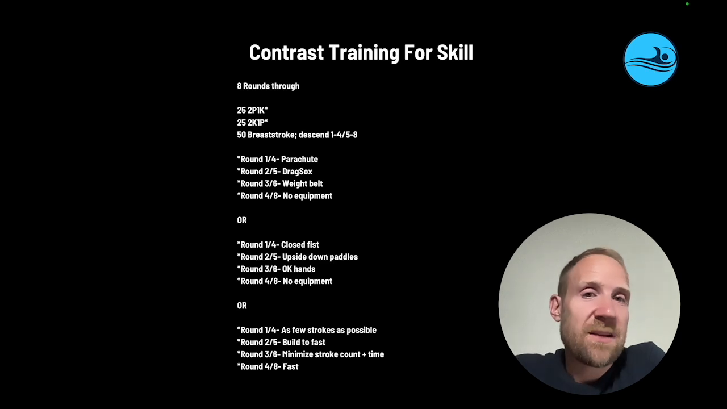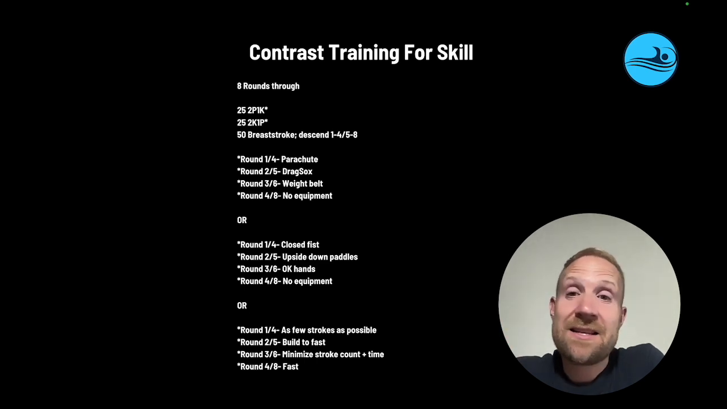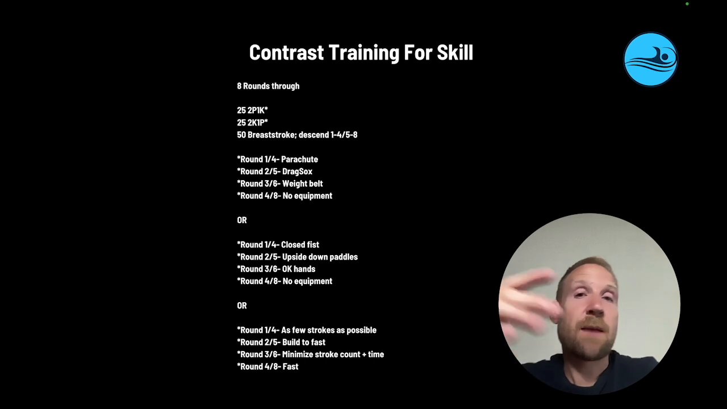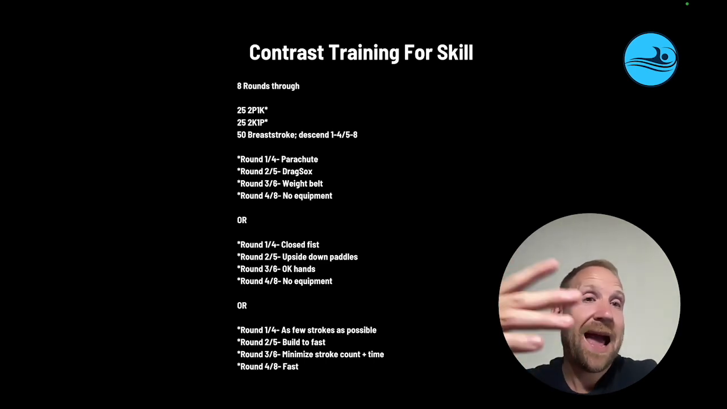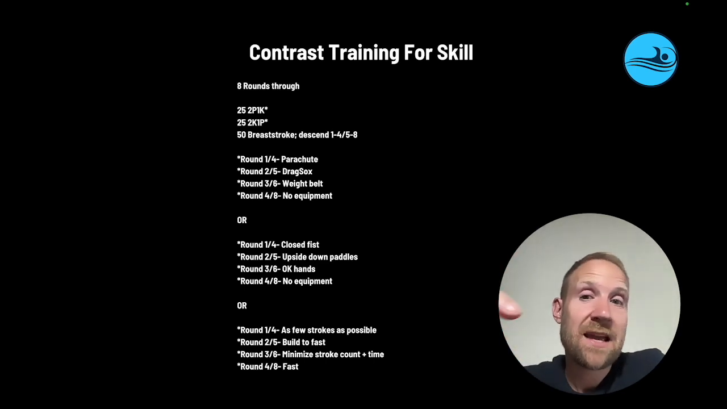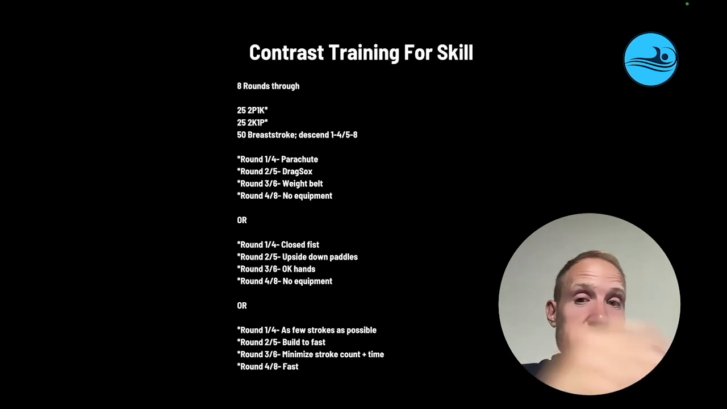So here are 3 simple variations of the same set in which we apply contrast training in order to help swimmers improve their skill, in this case, breaststroke timing. So we're going to start off with 225s. The odds are 2 pulls, 1 kick. The evens are 2 kicks, 1 pull. And the purpose here is to separate the arms and the leg actions by adding an extra pull or adding an extra kick. And we're already using contrast by using 2 different drills and alternating between the 2 so that swimmers can feel the difference between the 2.